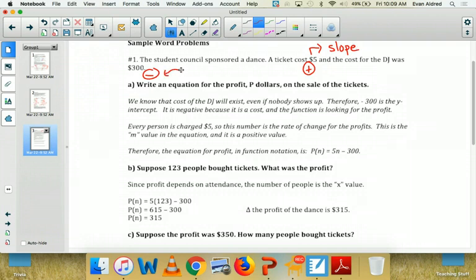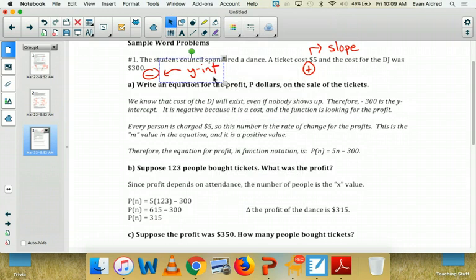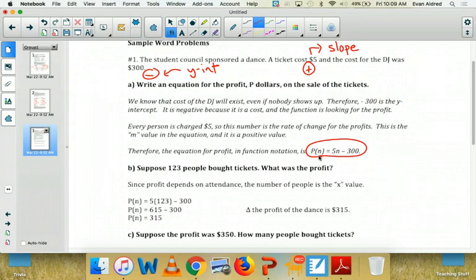So that's going to be our slope. And the DJ, well, that's our starting point. If nobody shows up, we start $300 in the hole. So our negative 300 would be our y-intercept. And you can see that information presented in the equation right there. So again, it's written in function notation: profit at a certain number of people equals $5 times however many people show up minus $300.